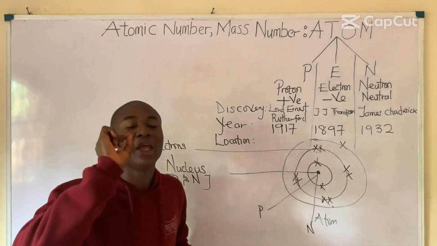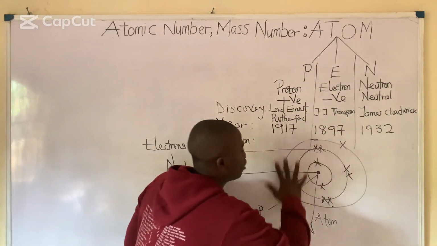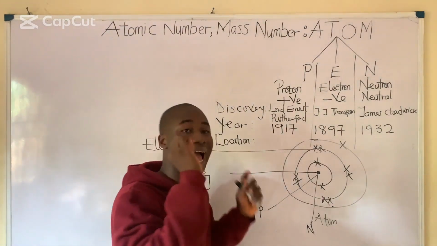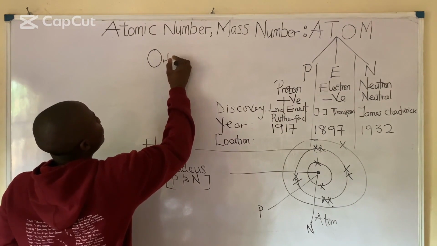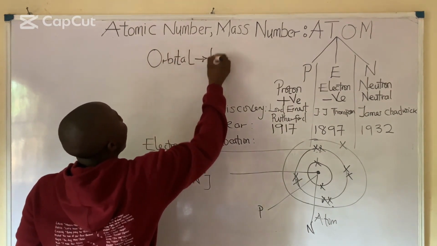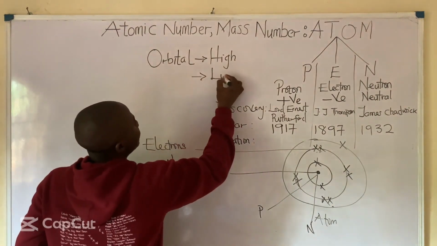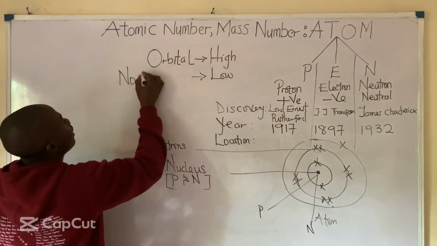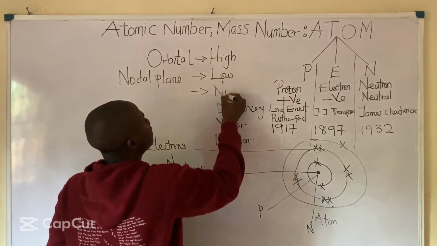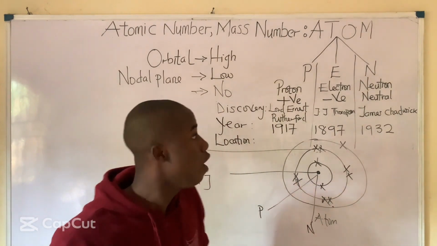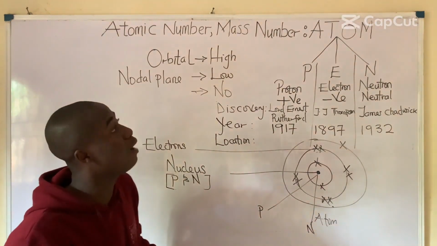I'm about writing now. A region in space where there is a high possibility of finding an electron is simply called an orbital. So if you observe for orbital, there is a high possibility of finding an electron. But a region in space where there is a low possibility of finding an electron is simply called a nodal plane. And lastly, a region in space where there is no possibility at all of finding an electron is simply called a forbidden state. So you can see how all this works.